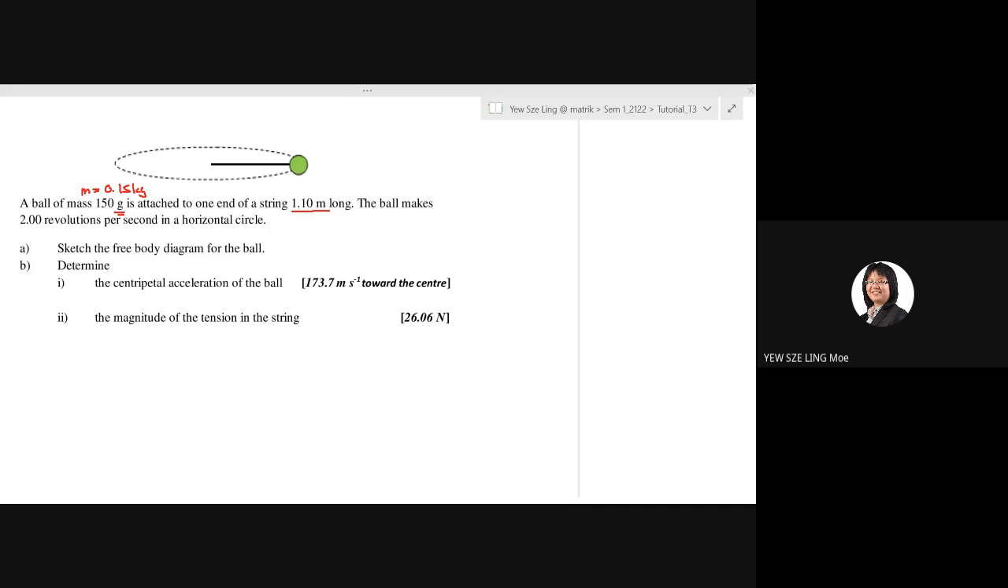Siapa terbuka mic dah? Mic Sarah? Okay dah? Sorry. Okay. So kalau ada soalan boleh tanya.